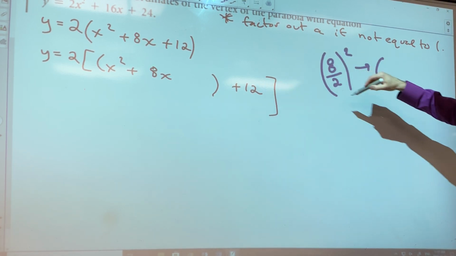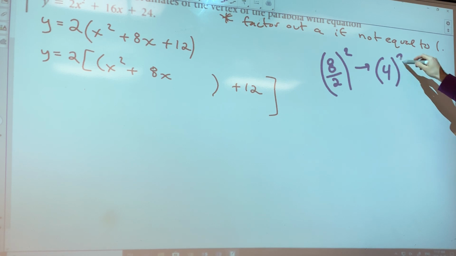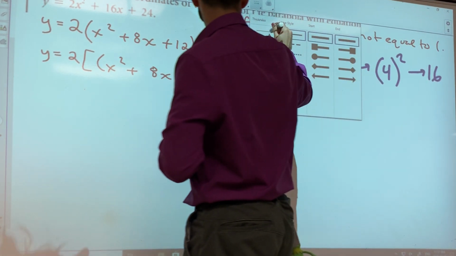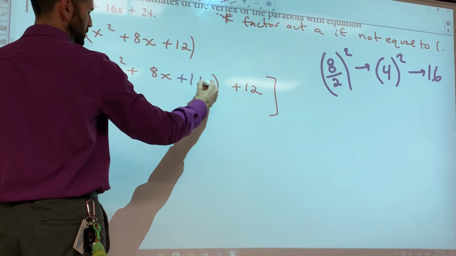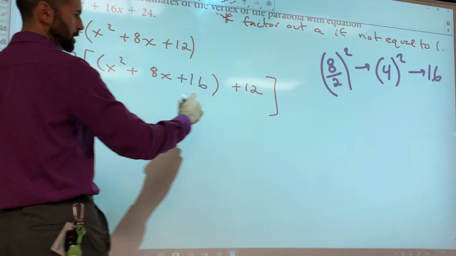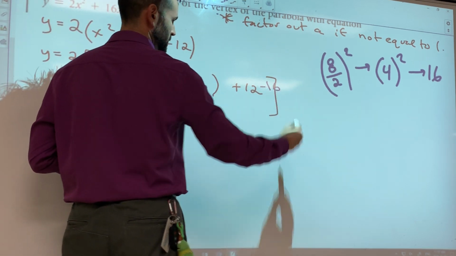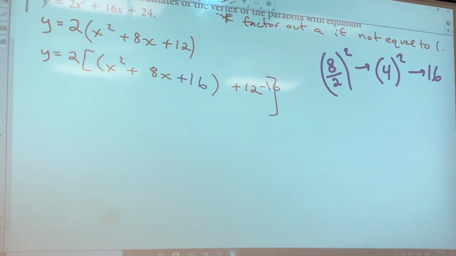I like to write what I get in here. So I get 4 squared. So 16. 16 is the magic number I'm going to add and subtract. So in here, I add 16. So now I have a perfect square trinomial. I need to remember to subtract 16 as well, so that I'm overall adding 0, right? Right, overall you want to add 0.